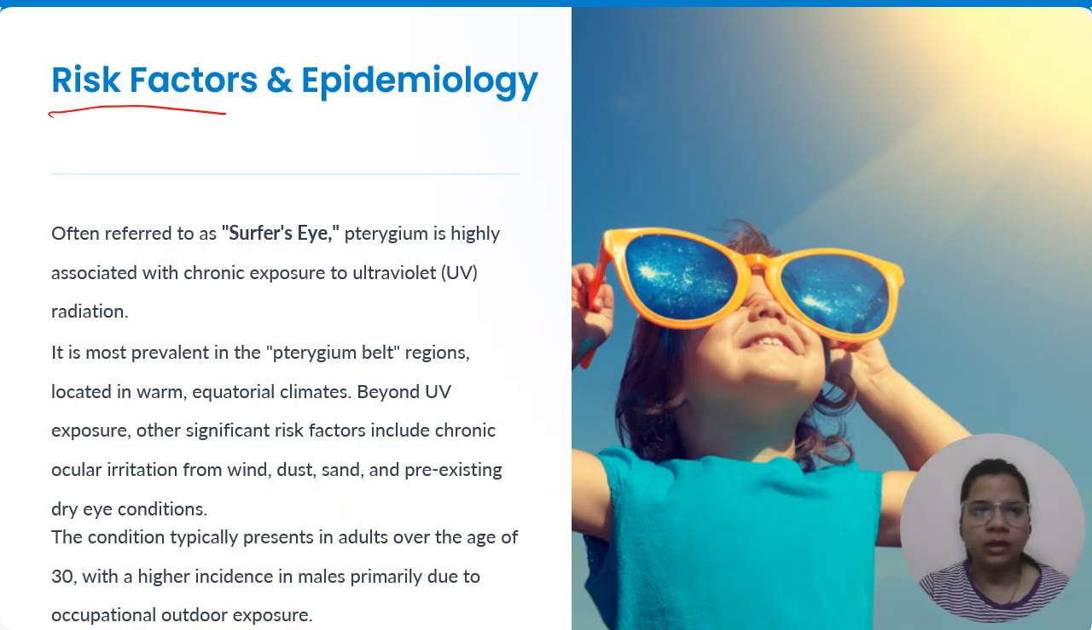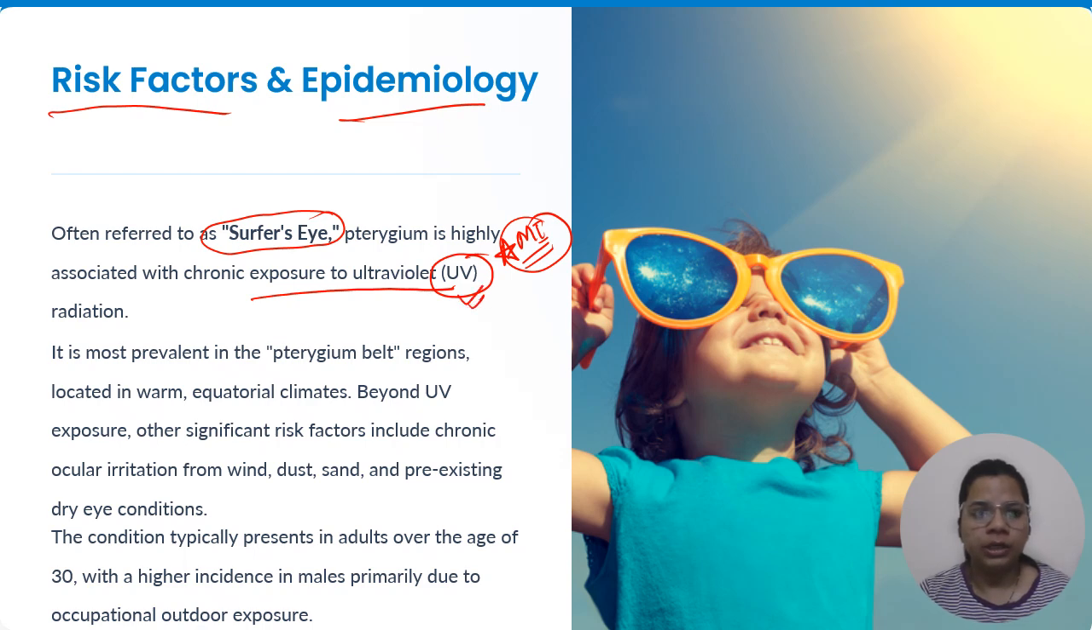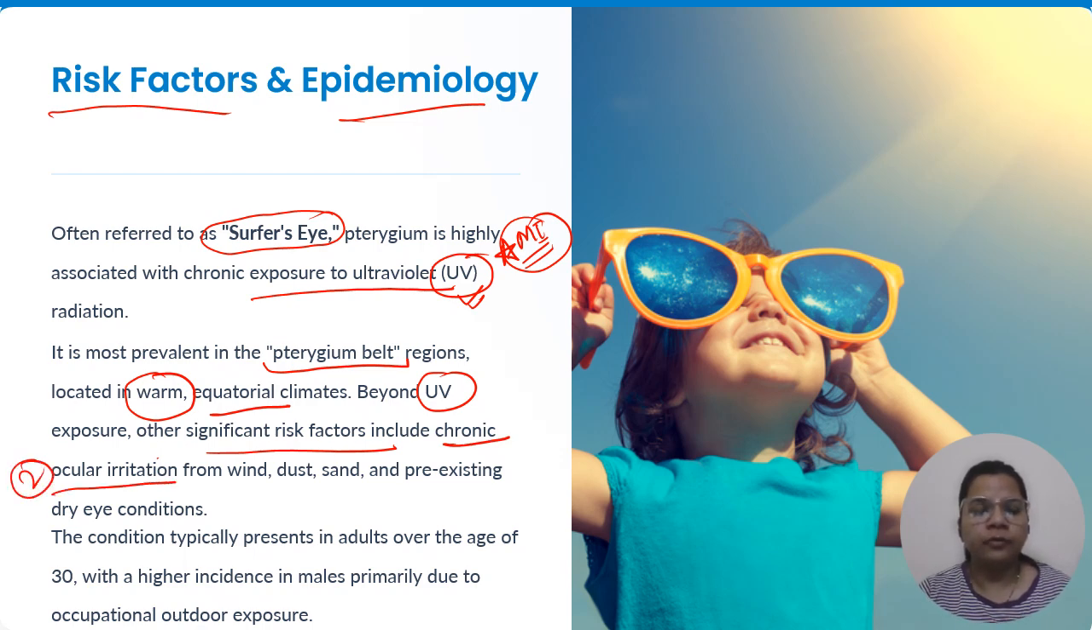Next, what are the risk factors in epidemiology? It is also referred to as the surface eye. It is associated basically with UV radiation. The most important risk factor is UV radiation. It is more prevalent in the pterygium belt region, which is located in warm equatorial climates. Beyond UV exposure, other risk factors include chronic ocular irritation, that is number two, from wind, dust, sand, and pre-existing dry eye conditions. It occurs in adults over the age of 30 years. Mainly males are affected because they have to work outdoors.